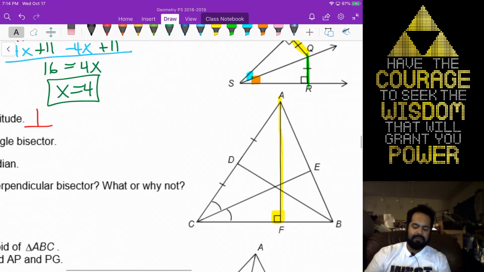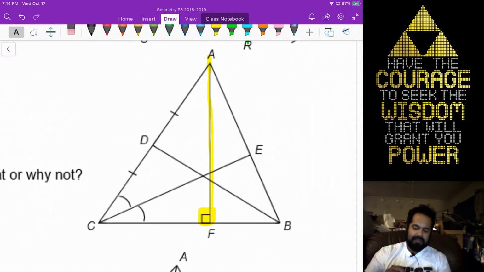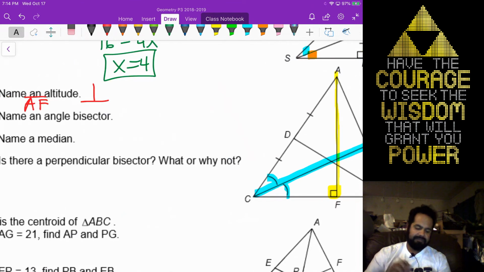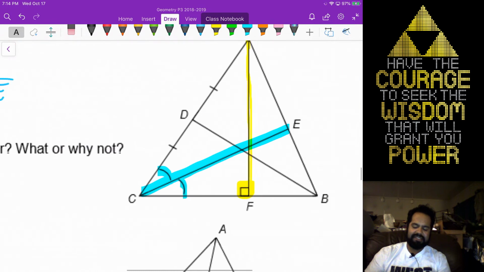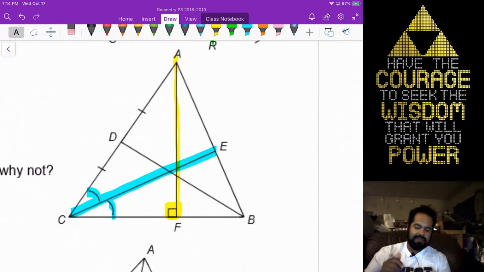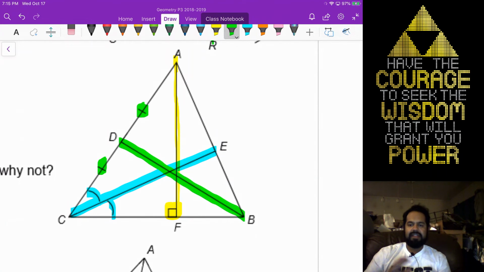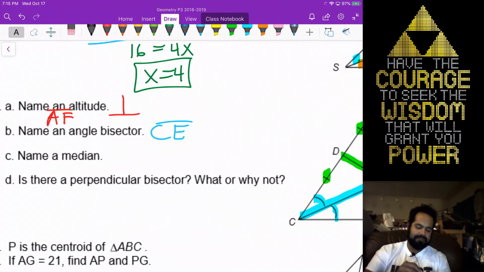Angle bisector. Again, we're looking for the angle cut marks, which, look at that. Boom, boom. So that means our angle bisector is CE. Looking for our median, remember it comes from a vertex, it cuts the opposite side in half. Well, for the opposite side being cut in half, we're looking for these markings. And there you go. Vertex to opposite side, cuts the two parts in half. So DB is our median.